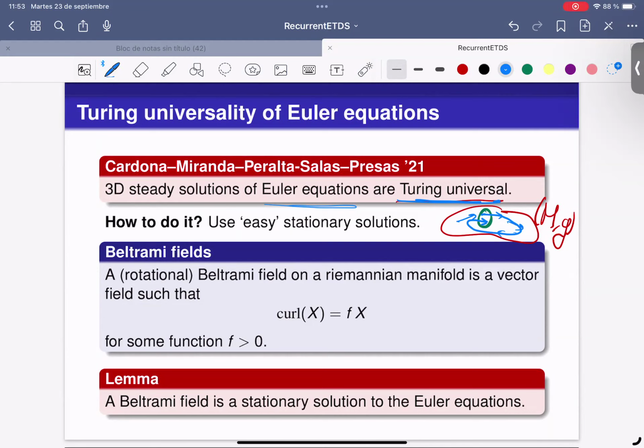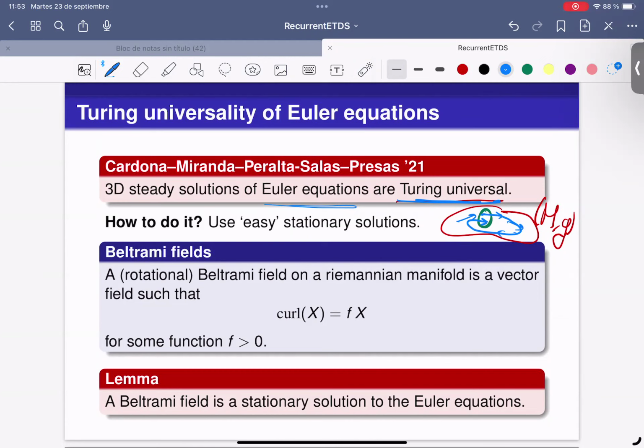And how do you prove it? Well, let me give you the most important ingredients. This is a theorem by Robert Cardona, Eva Miranda, Daniel Peralta-Salas, and Fran Presas. And let me explain what the key ingredients in this proof are.